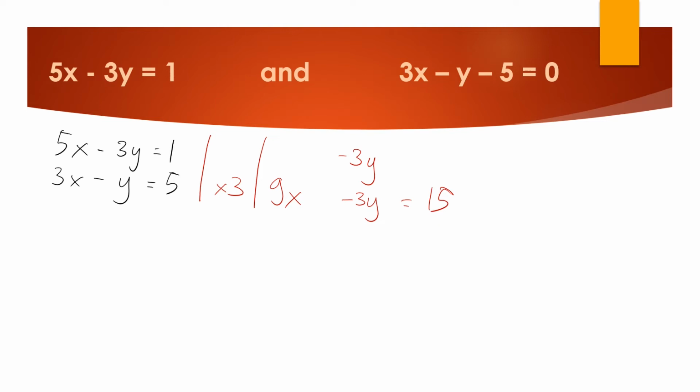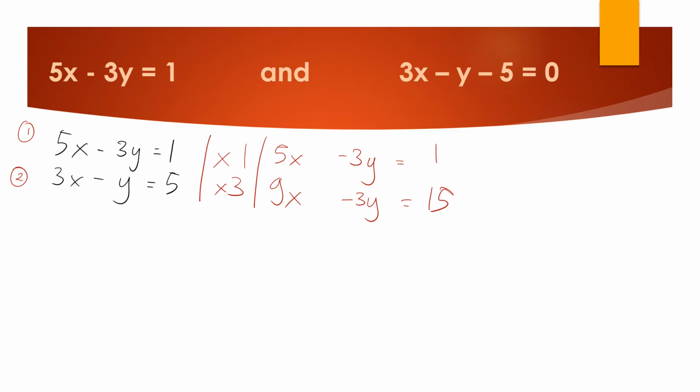And how about the first equation? This is the first, the second. The first equation, so just multiply by 1, because we don't need to change the coefficient of the y in the first equation. So 5x times 1, 5x, still minus 3y, and 1 times 1, still 1.